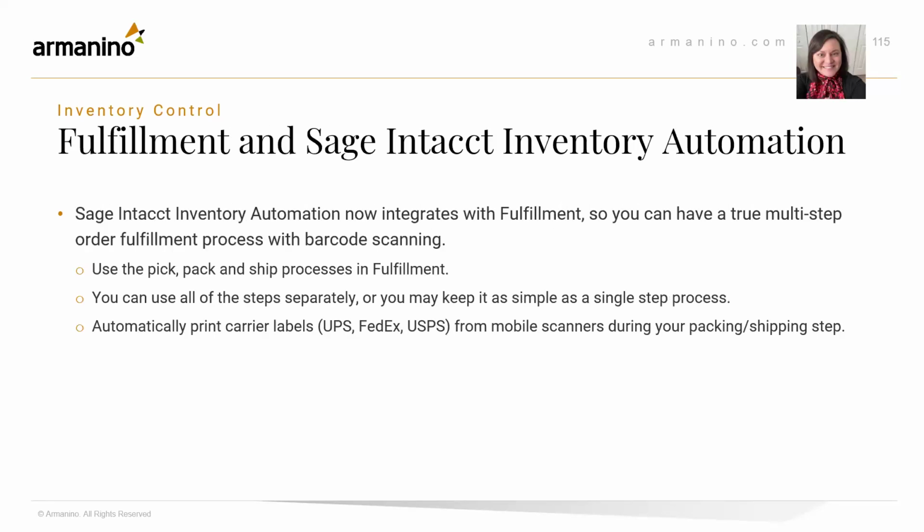In fulfillment, the Sage Intacct inventory automation is the barcoding feature that allows you to utilize handhelds to scan in and scan out your inventory items. And now it is in full use with the fulfillment feature that was released maybe 2 or 3 releases ago. So you'll have a true multi-step order fulfillment process with barcode scanning. You can use the pick, pack, and ship processes now in fulfillment. You can use all the steps separately, or you can keep it simple as a single step process. And you can also print carrier labels for UPS, FedEx, and USPS from your mobile scanners during the packing and shipping step.